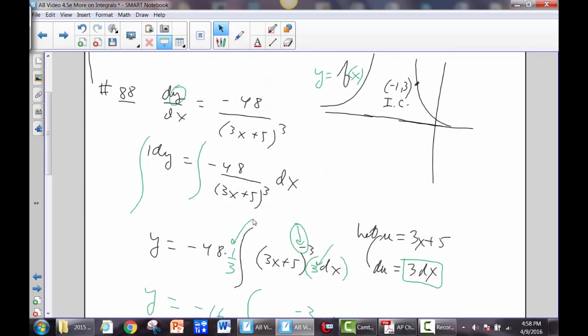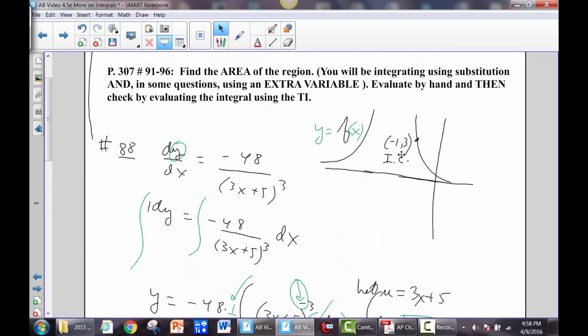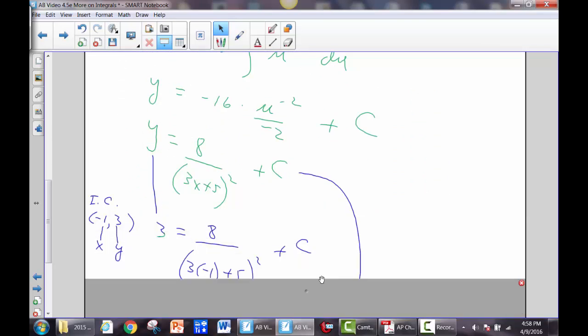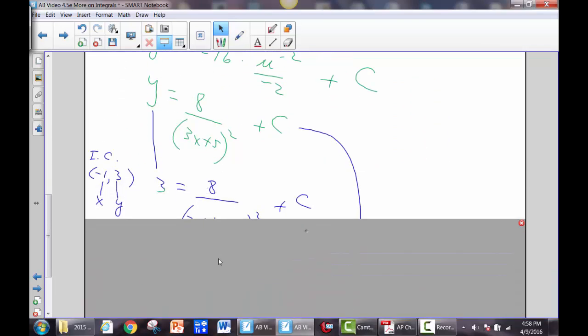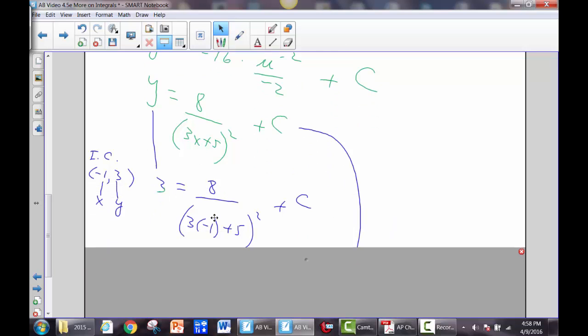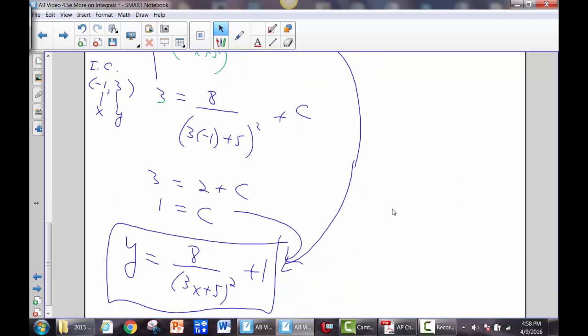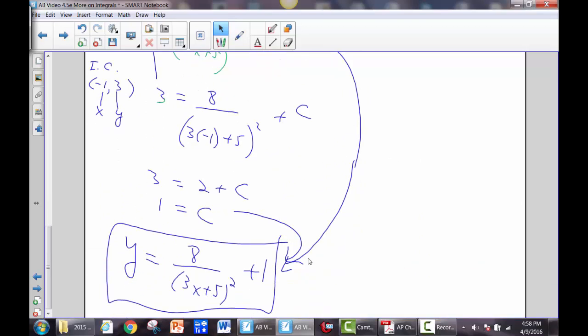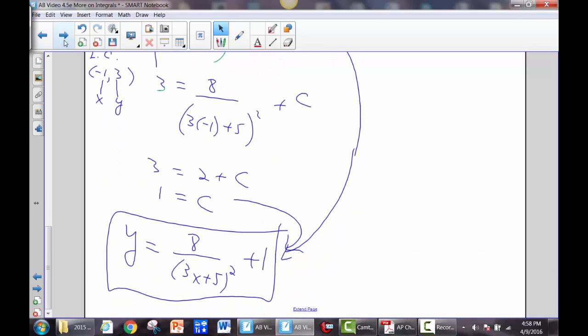And now you go back and you go, oh, look, on that solution function, when x equals negative 1, f of x or y equals 3. So you replace the x here by negative 1, and you replace the y by 3, and of course that's going to allow you to find the value of c. C equals 1, and therefore this equation right here, replace C by 1. That is the solution to your differential equation.